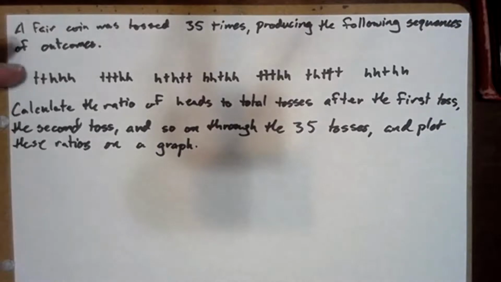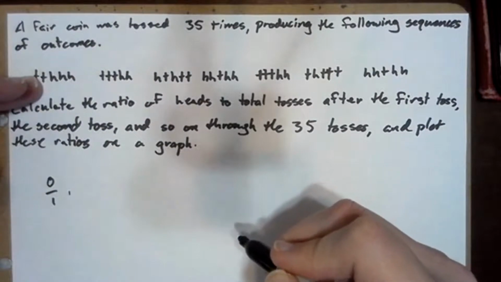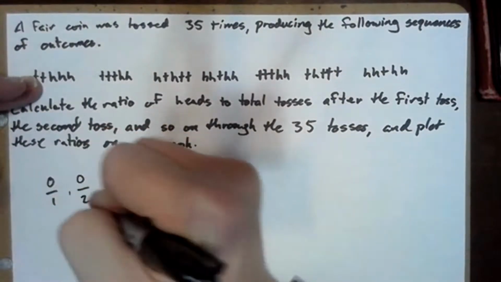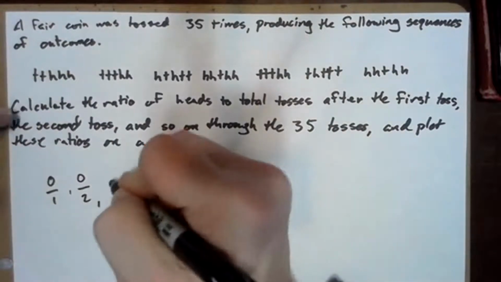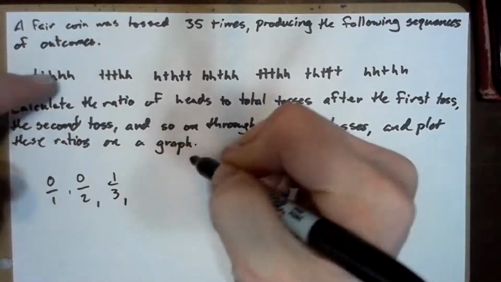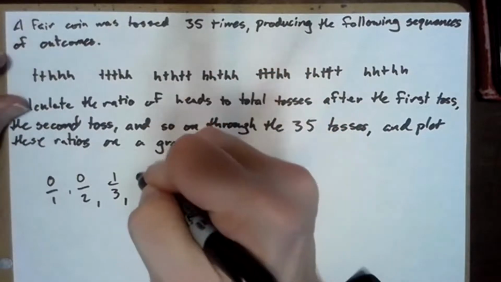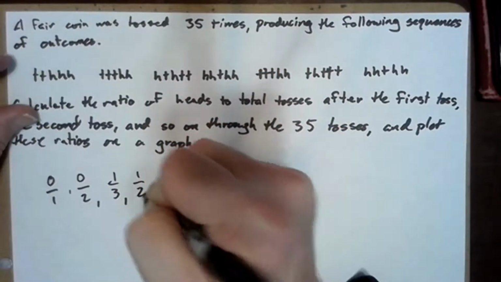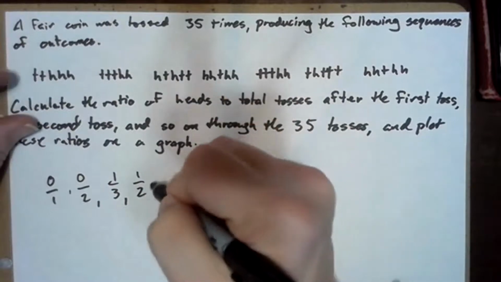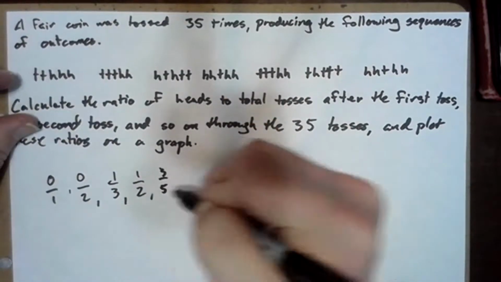So for the first toss, it's a tail. So that's 0 to 1. That's our ratio. It's 0. Second toss is another tail, so that's 0 over 2, which is still 0. Third toss is a head. That's 1/3. Fourth toss is a head, so that's 2/4 or 1/2. Fifth toss is a head, so that's 3/5.